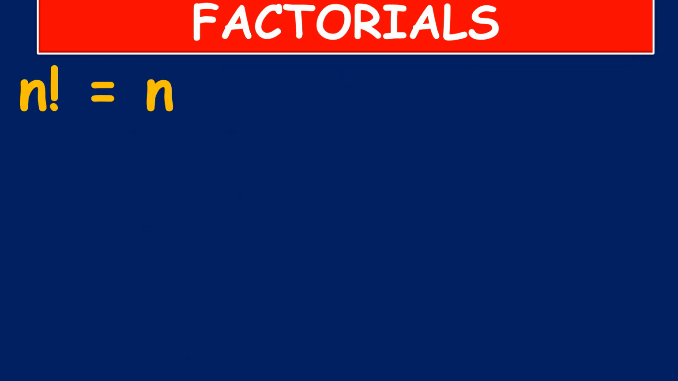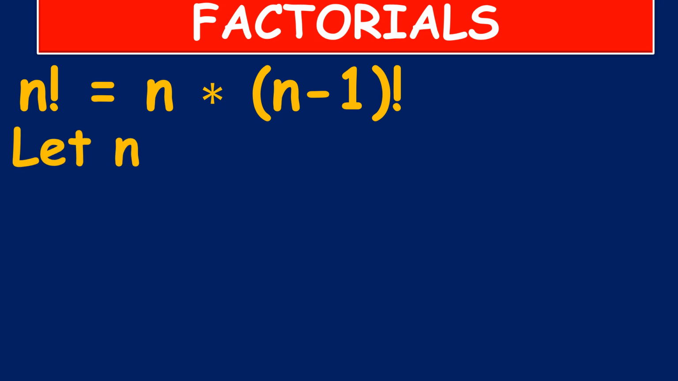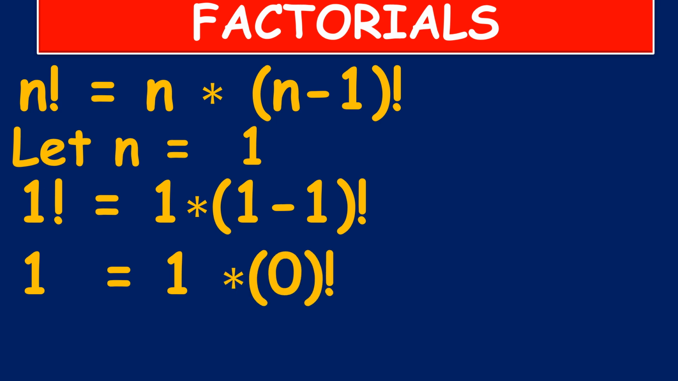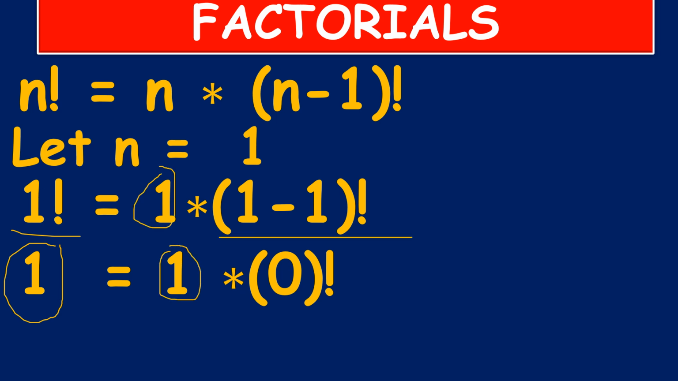Now let's look at it again. We say that n factorial is equal to n times n minus 1 factorial, and we say let n be equal to 1, and that gives us 1 factorial is equal to 1 times (1 minus 1) factorial, and that gives us 1 is equal to 1 times 0 factorial. Remember that 1 factorial is equal to 1. So we have our 1 here, which is the same as the 1 here, and then 1 minus 1 is 0, and that's why we have 0 factorial.